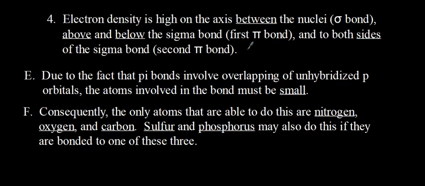Likewise, sulfur and phosphorus can also form pi bonds if they are bonded to either nitrogen or oxygen or carbon. 2 sulfurs bonded to each other, no pi bonds. Those unhybridized p orbitals can't get close enough to overlap. 2 phosphorus atoms, again, those atoms are too big for the unhybridized p orbitals to overlap. All right, so that concludes not only this unit, but this lesson. Congratulations. Thanks for watching.